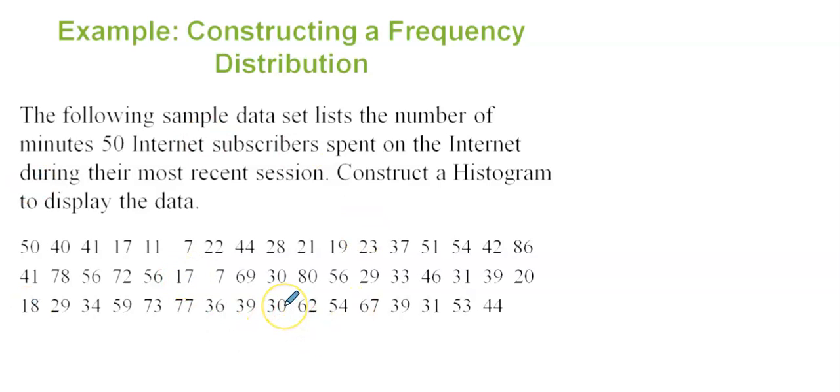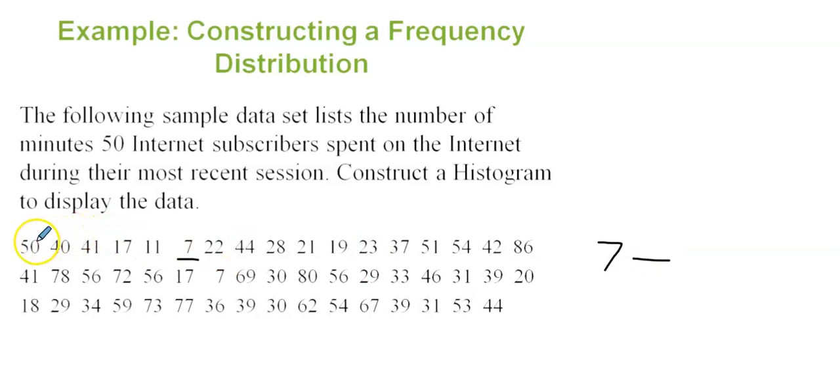So here's our data. The following sample data lists the number of minutes 50 internet subscribers spent on the internet during their most recent session. Make a histogram to display the data. So first off, we have to find our lowest number. And it looks like it's 7. That's the only single digit we have in there. So good. Our lowest number is 7.